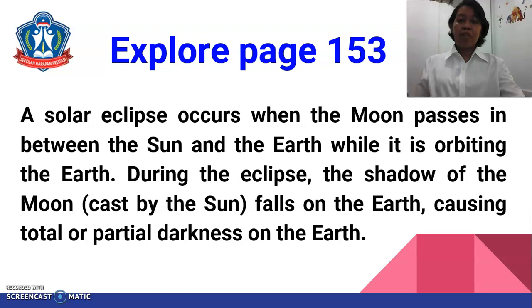In Explore page 153, a solar eclipse occurs when the moon passes in between the sun and the Earth while it is orbiting the Earth. During the eclipse, the shadow of the moon cast by the sun falls on the Earth, causing total or partial darkness on the Earth.